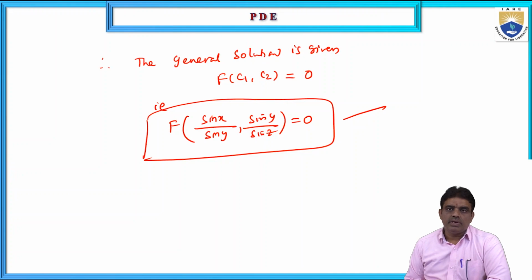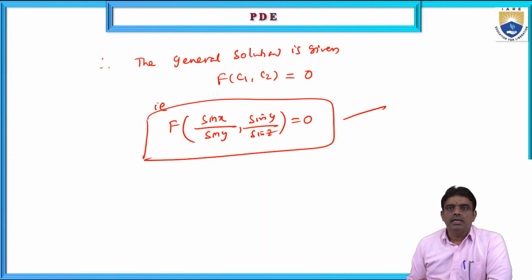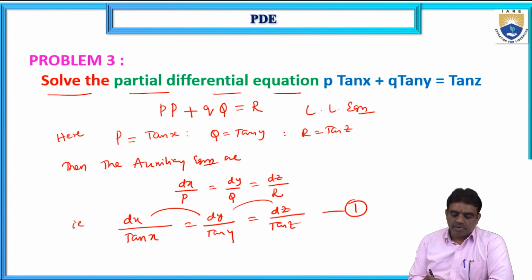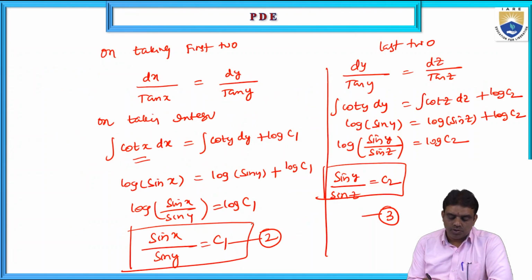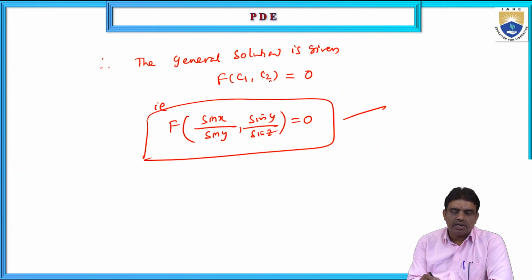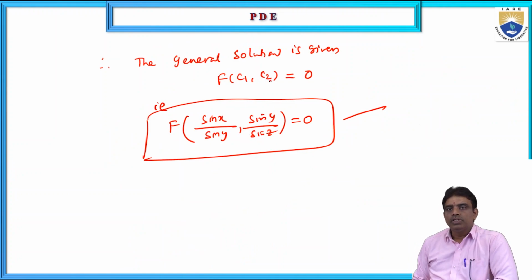Already we have observed that the equation is in Lagrange's linear form. So we consider the auxiliary equations. From the first two we get the first independent solution, and from the last two we get another independent solution. Then the final solution will be in the form f of c1, c2 is equal to 0, which is the required general solution of the given partial differential equation.